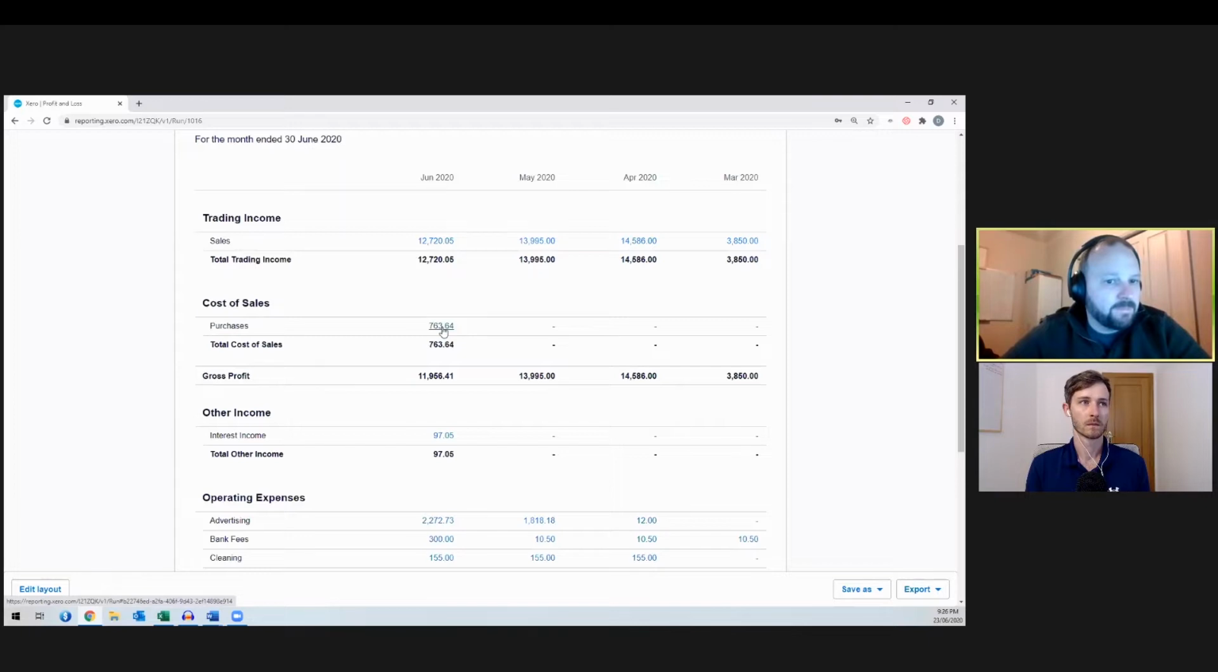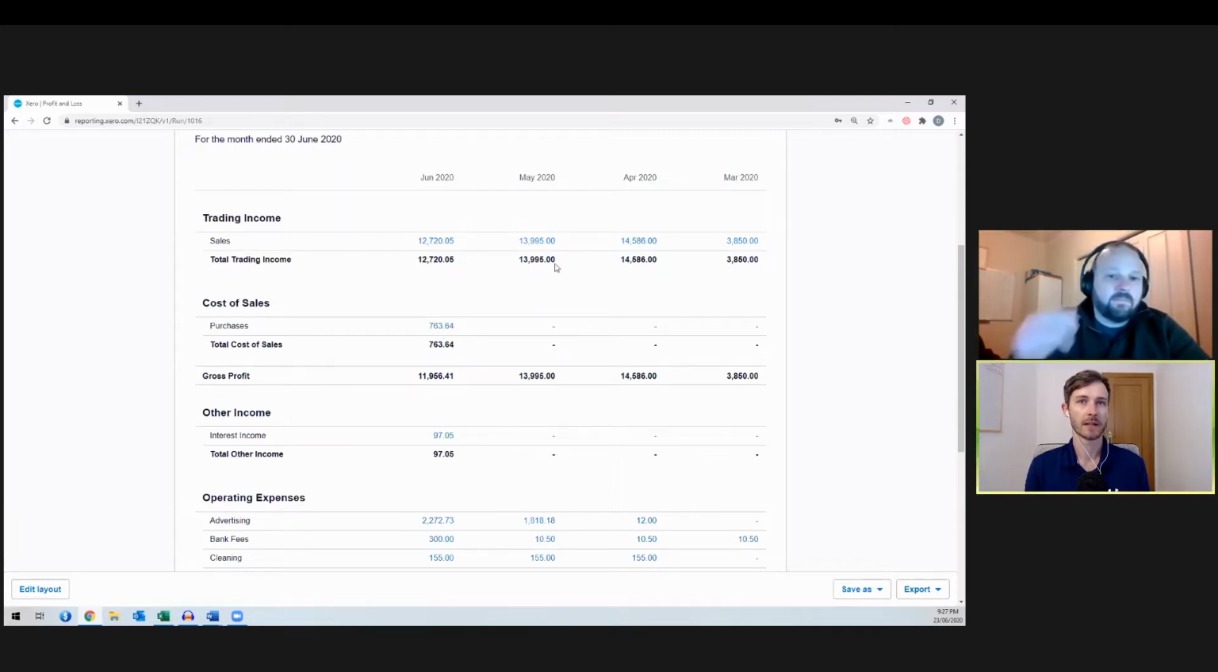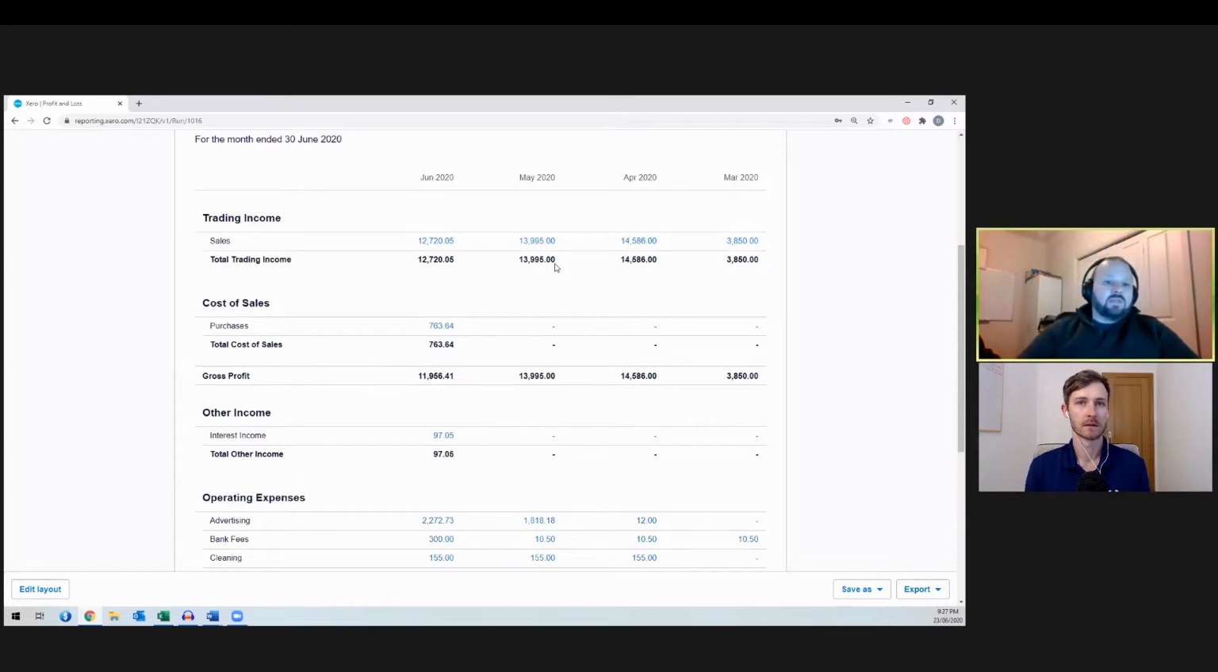Does that make sense? Yeah, it does. So you're saying that sales less the purchases gives you the gross profit, which is if you bought a physical item and sold it for a price, that is the profit you made there before any other operating expenses. Yeah.